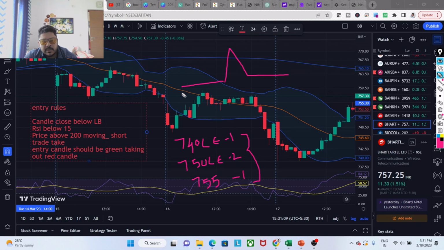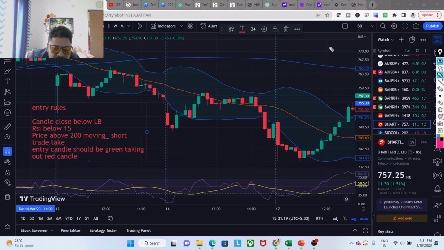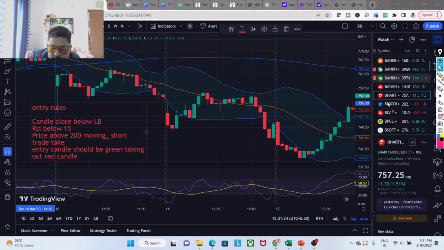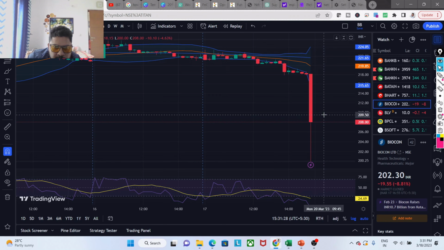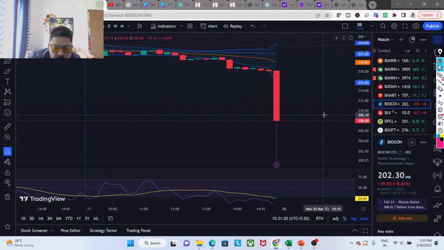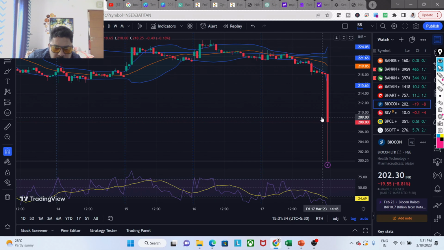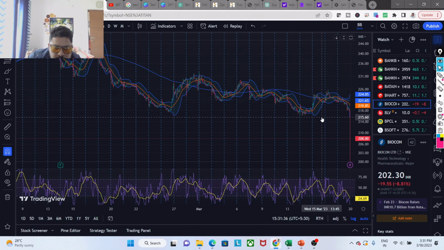So your loss will be limited in this kind of strategies, or it can look a little higher or lower as well, like this. Okay, so these are the rules which you need to follow. Let's look out for some more stocks and understand if those conditions are met. See this Biocon. Biocon is way away from its moving average, and there's a huge fall.